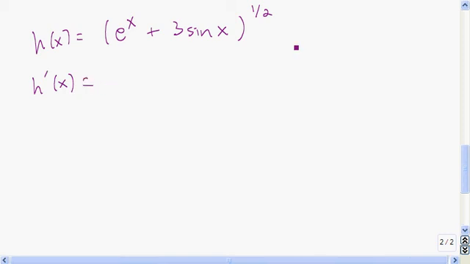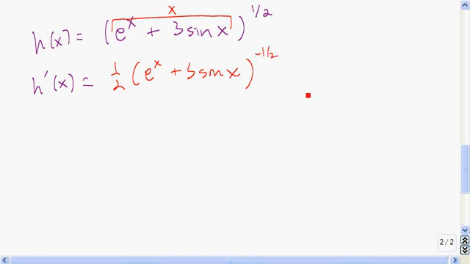Okay, so the first thing is we differentiate the outside function, which is going to be x to the 1/2. So we differentiate the outside, we get 1/2 times x raised to the negative 1/2, but rather than having x, we have our inside. So we have e to the x plus 3 sine of x raised to the negative 1/2, then times the derivative of the inside, e to the x plus 3 times, oops, I just put it down.